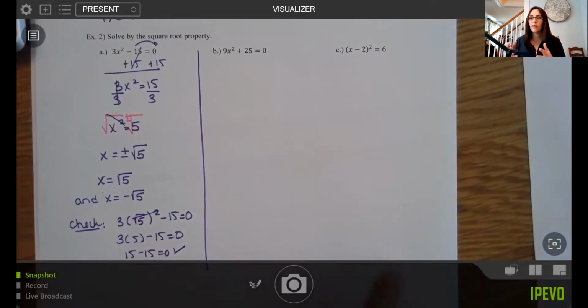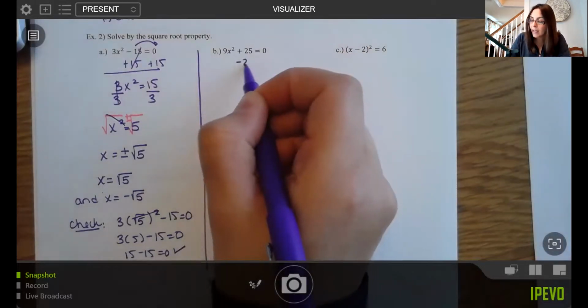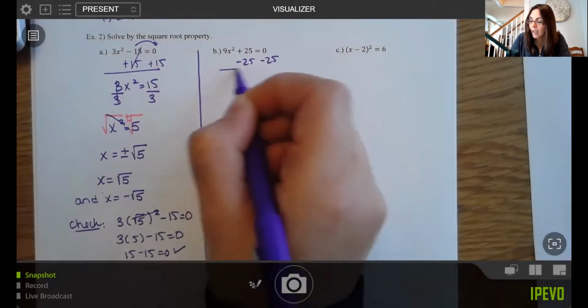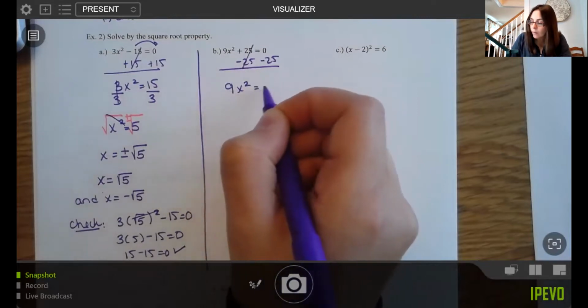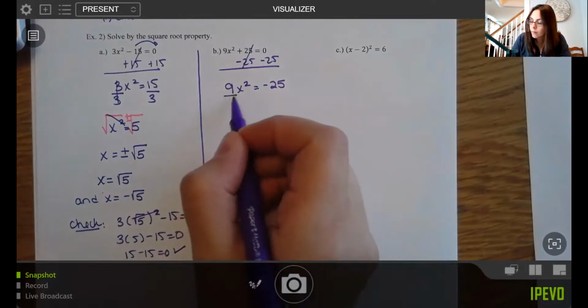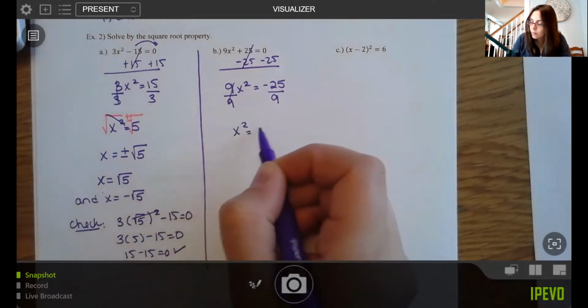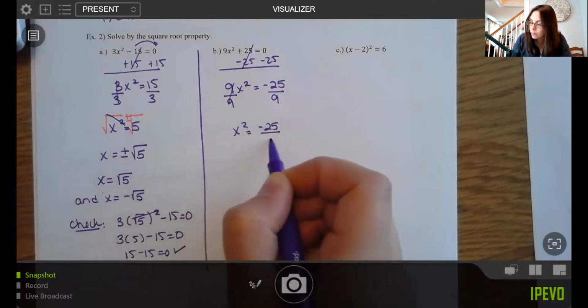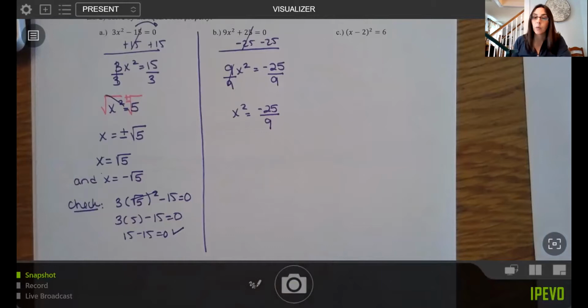The next example is very similar. So I'm going to start by isolating that square. And again, I like this method, particularly when I have all my variables as part of a square. Otherwise, it's not a good method to use. Okay. So x squared equals negative 25 over 9.